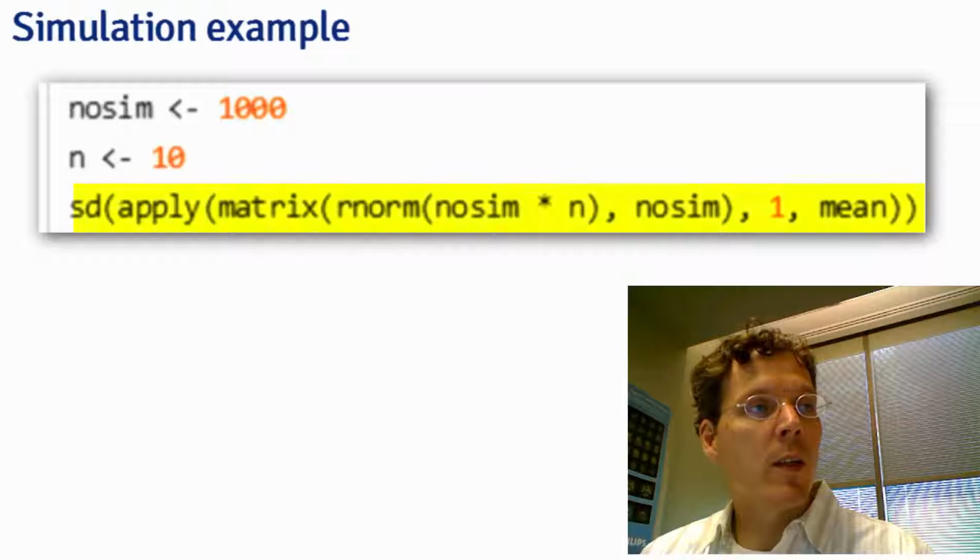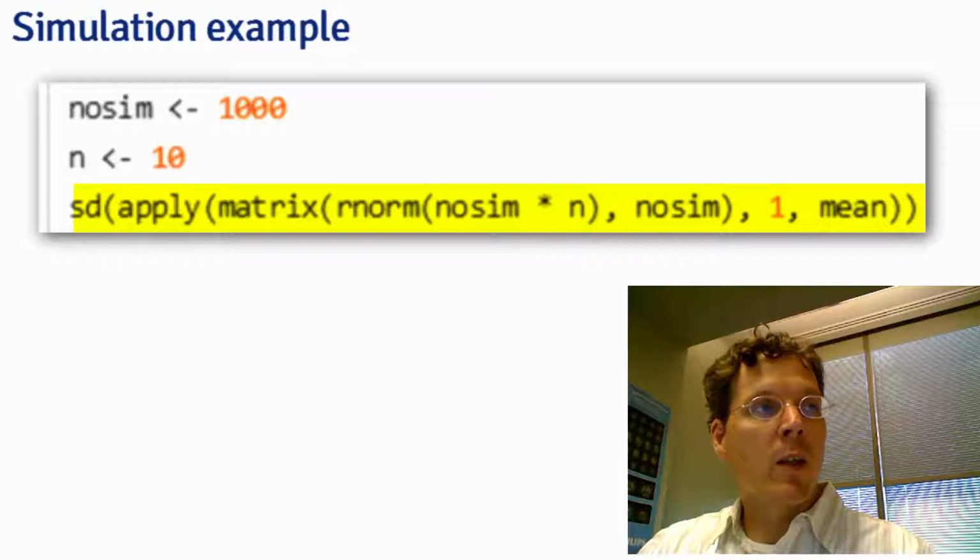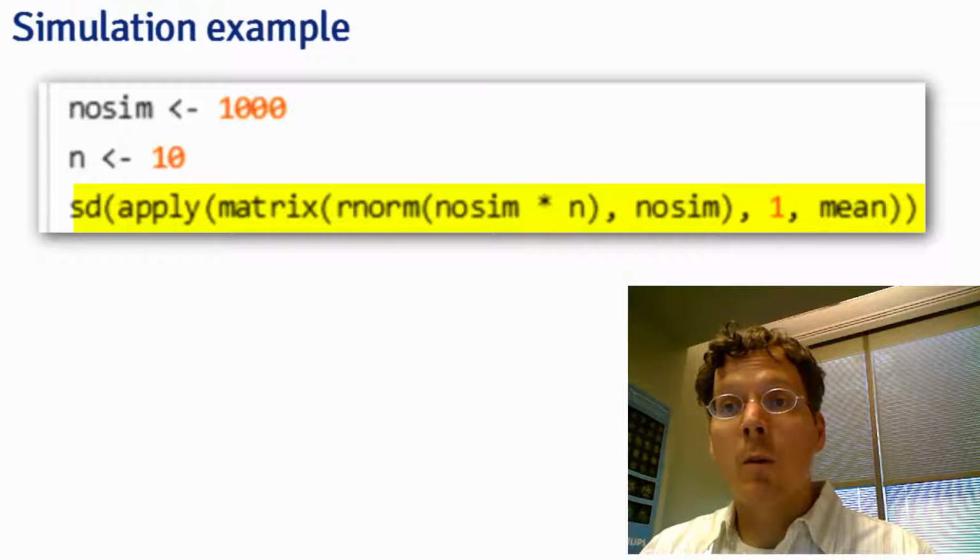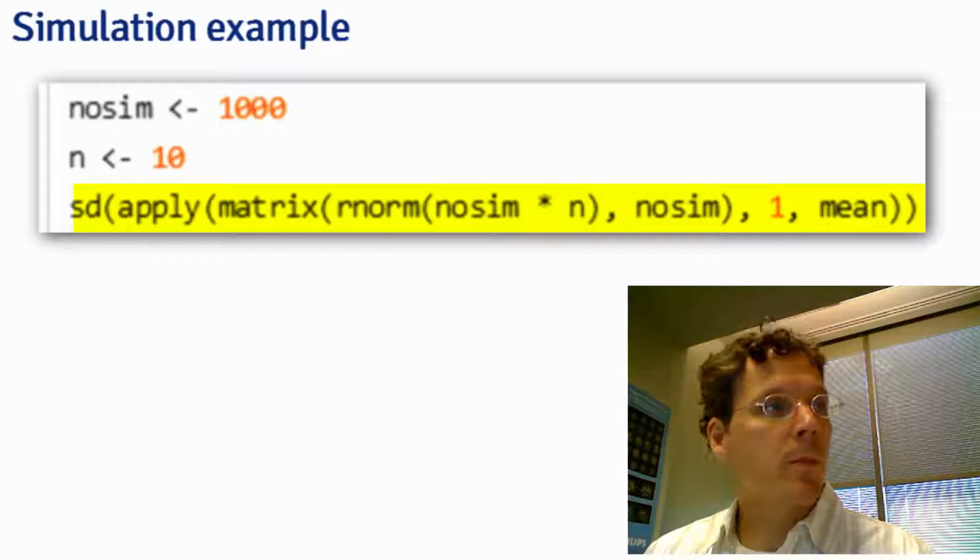you can sift through this code a little bit, but let me tell you the gist of what I'm doing. When I simulate rnorm, number of simulations times n, I'm simulating 1,000 times 10 draws from a random normal distribution, and I'm arranging them in a matrix with 1,000 rows and 10 columns. Then for each row, I'm calculating the mean. Thus, each row is the mean of 10 IID draws from the standard normal distribution.